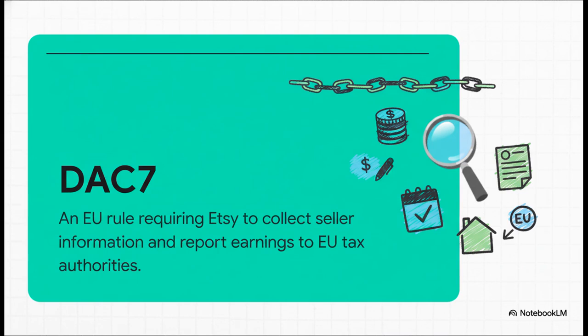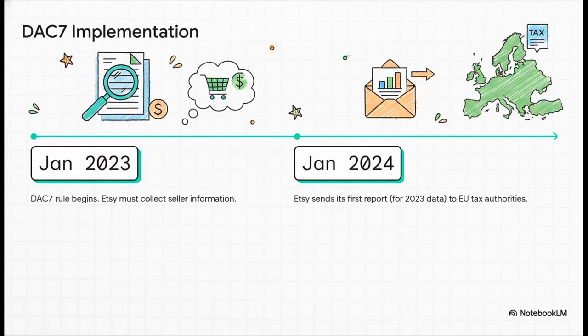Well, basically, DAC 7 is a transparency rule. It legally forces online marketplaces like Etsy to gather key information about their sellers, like your sales info and tax ID, and report it directly to tax authorities in the EU. It's all about making sure everyone's compliant. And don't think this is some far-off thing in the future. Nope, it's already happening.